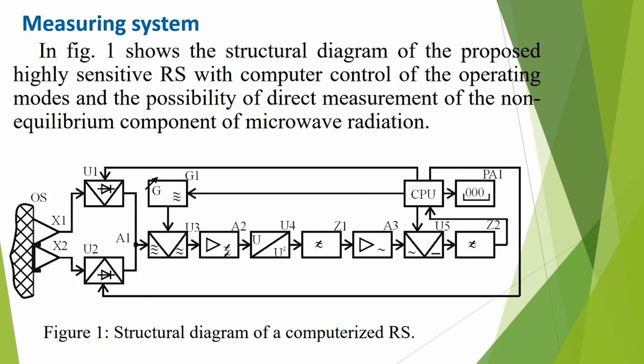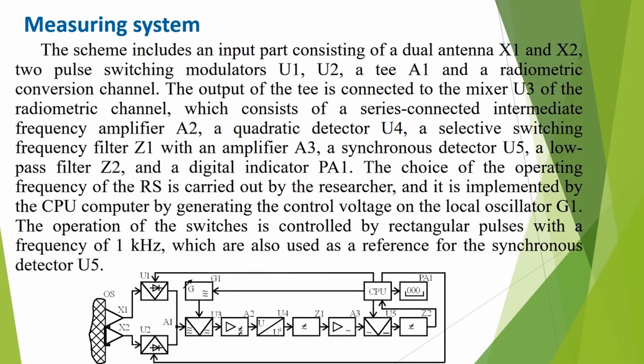Measuring system. Figure 1 shows the structural diagram of the proposed highly sensitive RS with computer control of the operation modes and the possibility of direct measurement of the non-equilibrium component of microwave radiation. The scheme includes an input part consisting of dual antennas X1 and X2, two-pole switching modulators U1, U2, and a TA1 and radiometric conversion channel.